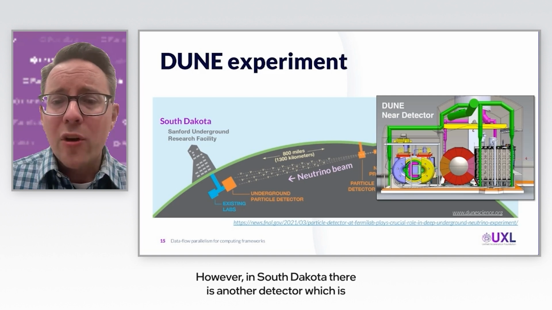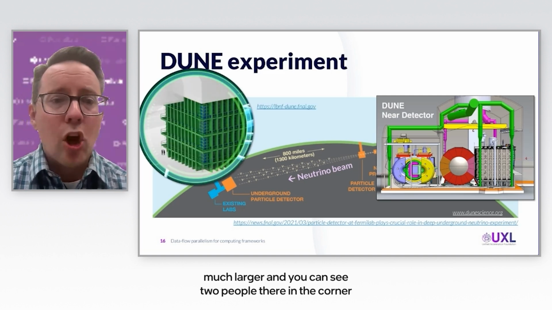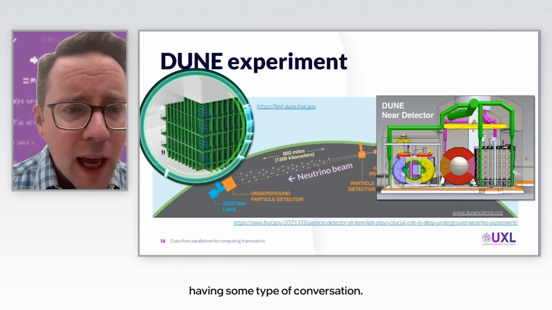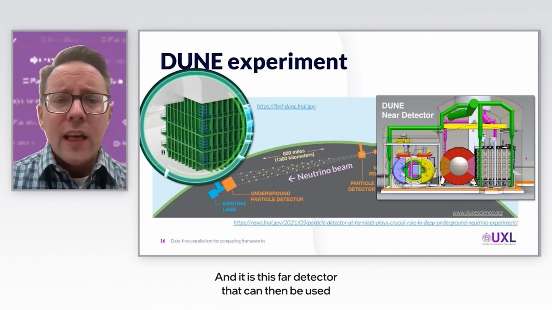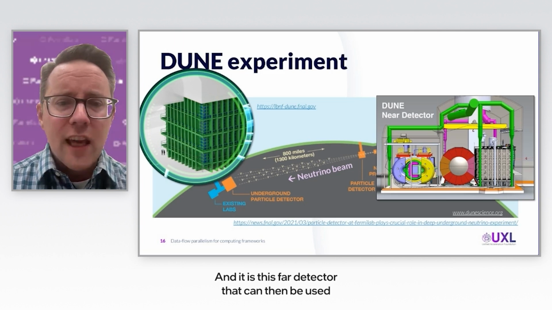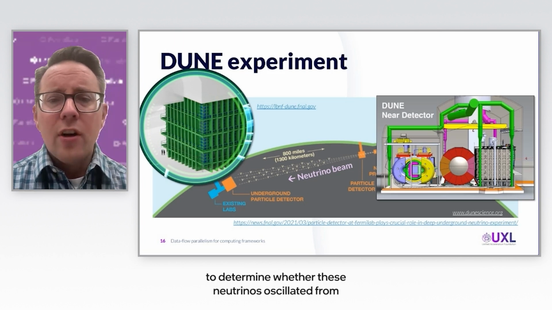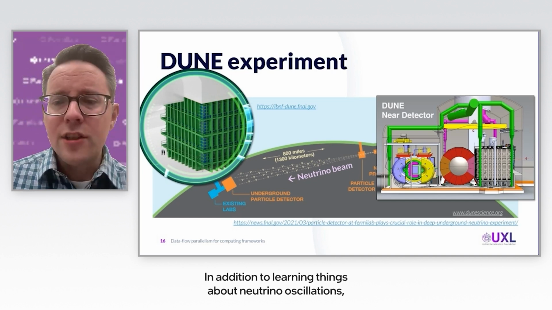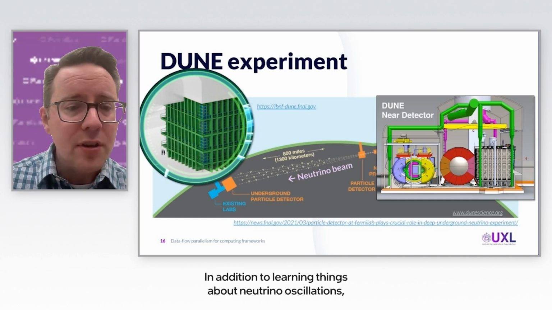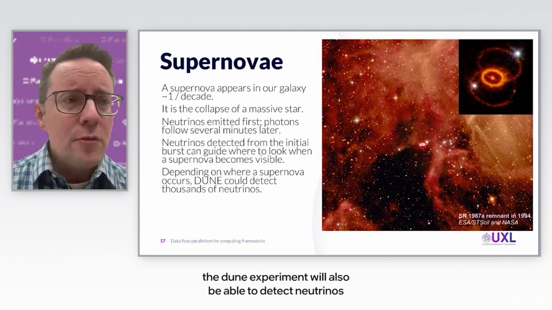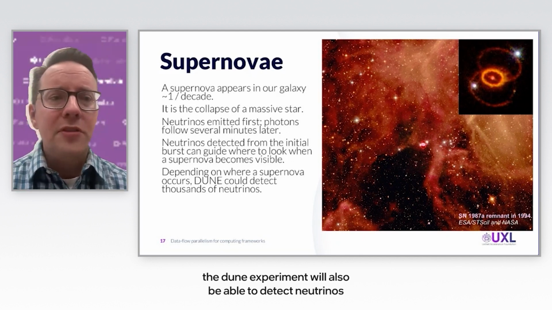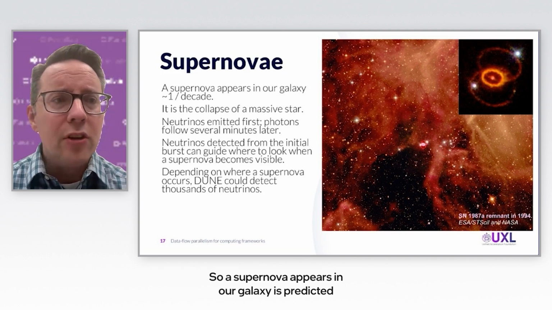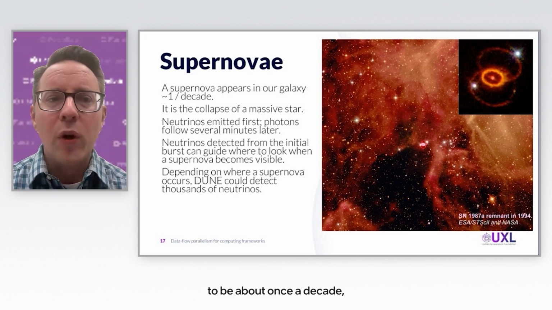However, in South Dakota, there is another detector, which is much larger, and you can see 2 people there in the corner having some type of conversation, and it is this far detector that can then be used to determine whether these neutrinos oscillated from one kind to another. In addition to learning things about neutrino oscillations, the DUNE experiment will also be able to detect neutrinos that occur from supernova. So a supernova appears in our galaxy. It's predicted to be about once a decade.